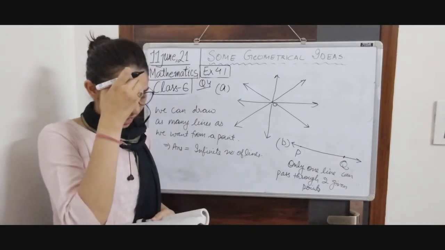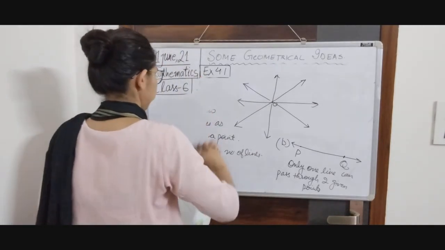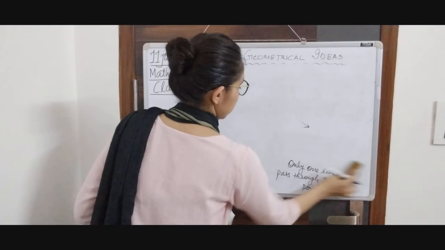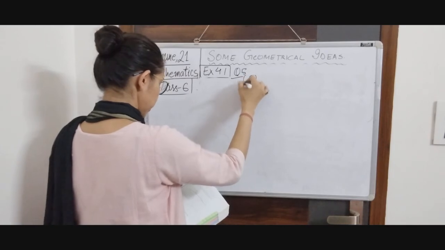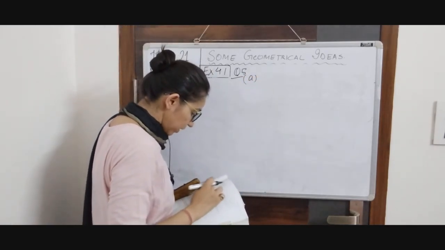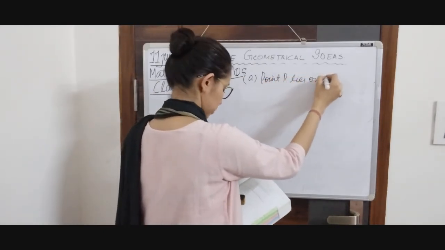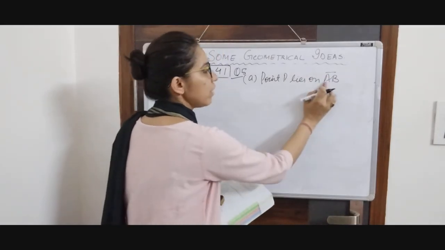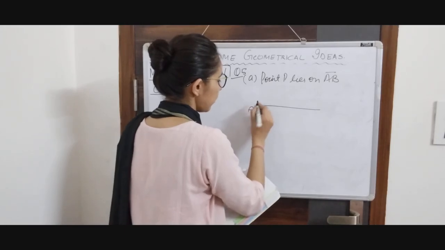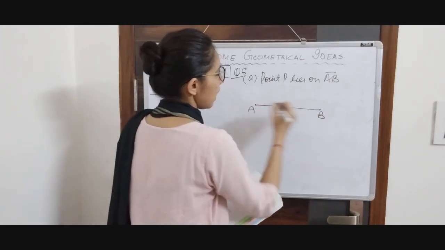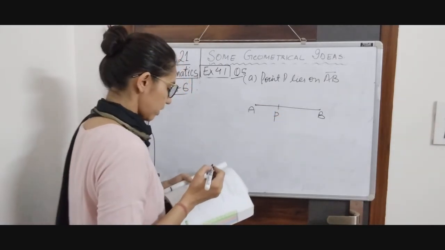We have to draw a figure and label suitably in each of the following cases. Question number 5. First part, point P lies on AB bar. It means AB is a line segment. So we will draw a line segment. This is point A. This is point B, and point P lies on it. So suppose this is point P. This is your diagram.